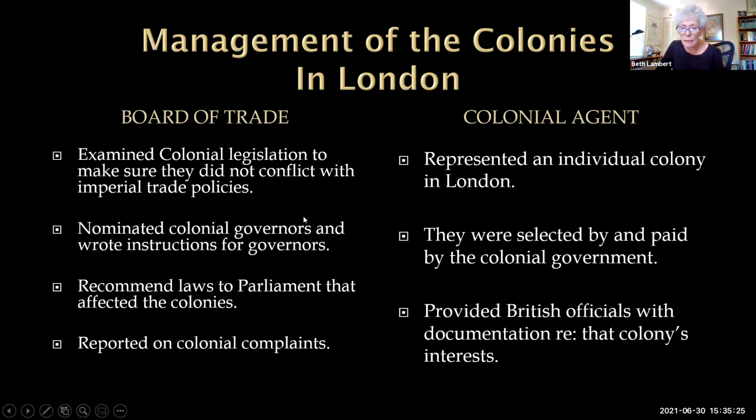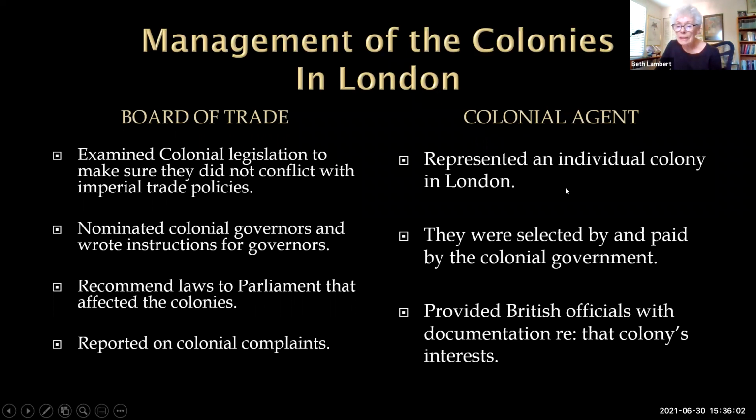And then they reported on colonial complaints. So this was the official board. On the other hand, there were colonial agents. For example, Edmund Burke was colonial agent for New York. Interestingly enough, Benjamin Franklin, who had been in England for 15 years, was colonial agent for Pennsylvania, as well as Georgia, New Jersey, and Massachusetts. So Franklin really had his hand in all five.